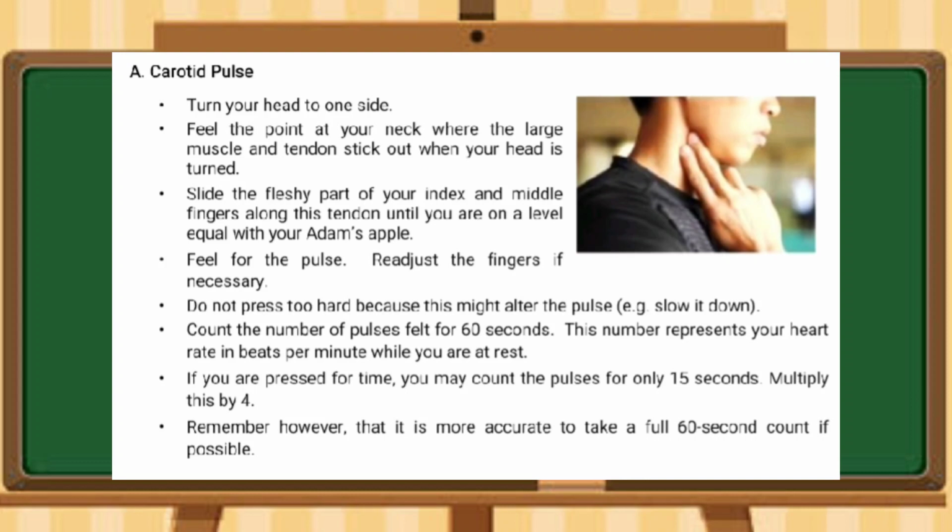Count the number of pulses for 60 seconds. This number represents your heart rate in beats per minute while you are at rest. If you are pressed for time, you may count the pulses for only 15 seconds. Multiply this by 4. Remember, however, that it is more accurate to take a full 60-second count if possible.